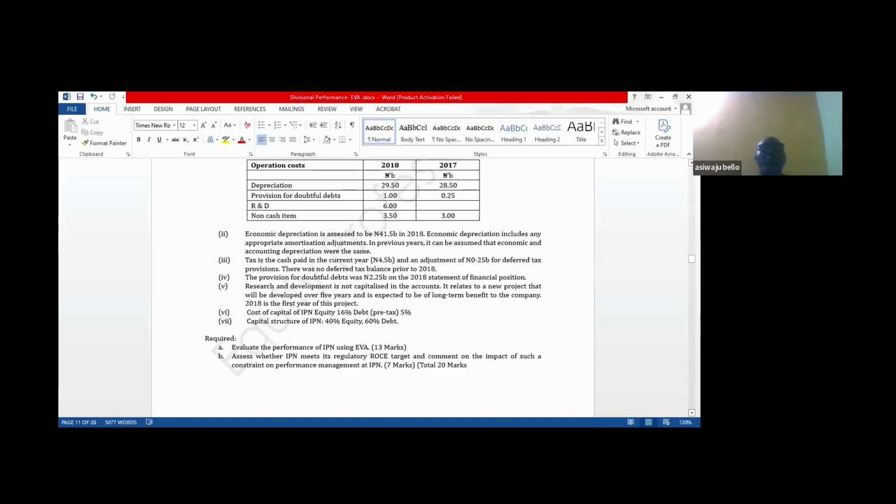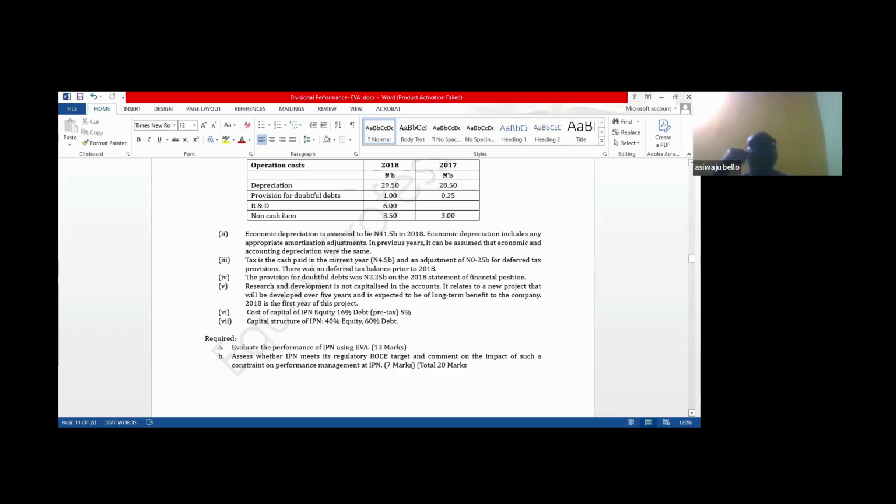Note number 4. The provision for doubtful debt was 2.25 billion on the 2018 Statement of financial position.